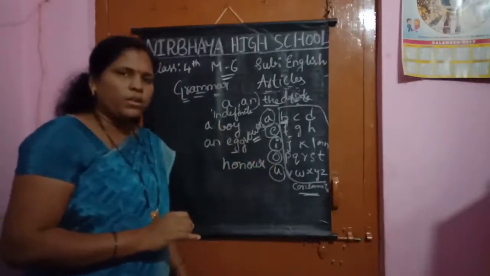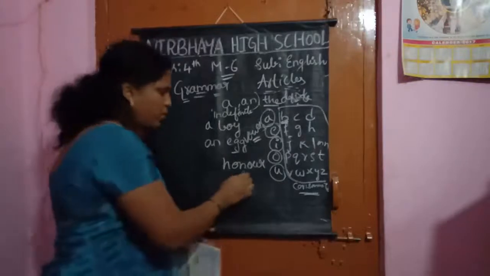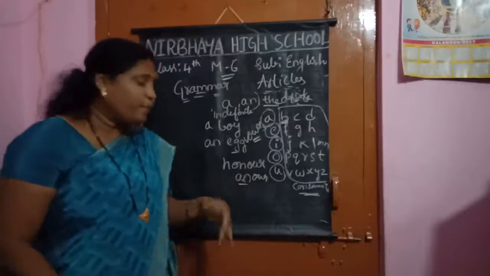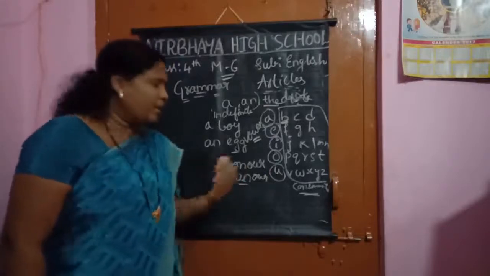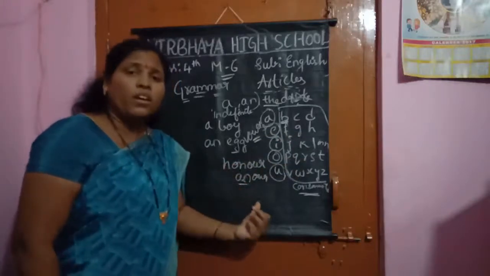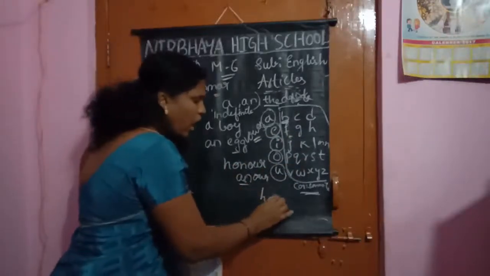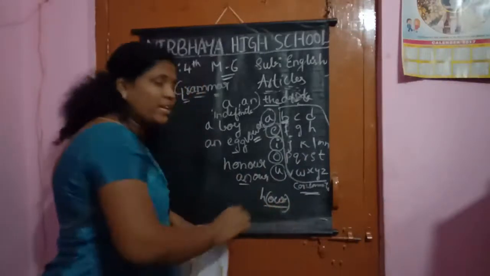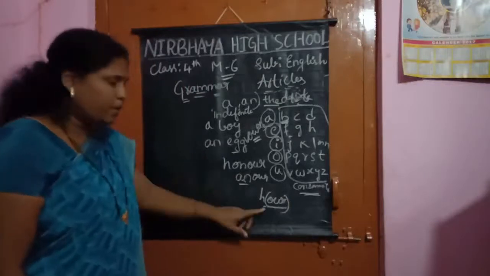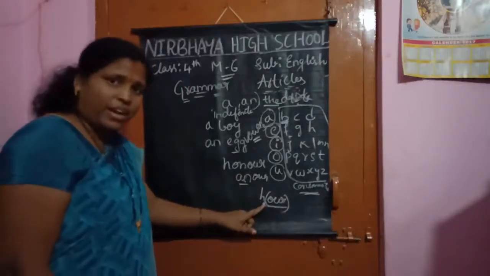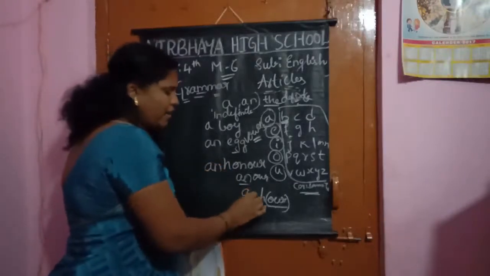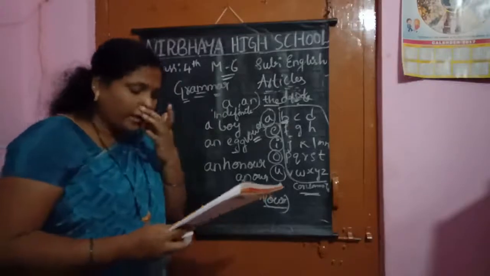What is this? Honor. We will pronounce it as honor, with the H silent. The word starts with a consonant letter, but we pronounce it as honor. So H is silent here. Understood, children? So what will we use here? An. An honor.